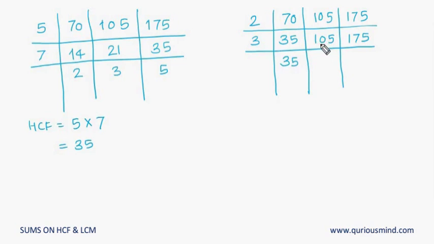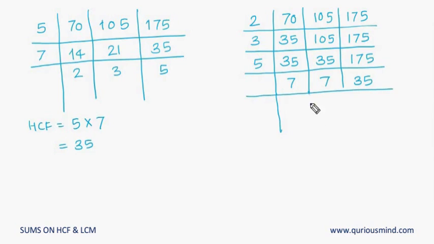Now 3 35s are 105. And here is 3 a factor? No. So 175 comes down as it is. Now we see 3 is not a factor of these two, and 3 is not a factor of this also. So we'll have to go to the next prime number, which is 5. 5 is still a factor of this number. So we'll continue with 5.